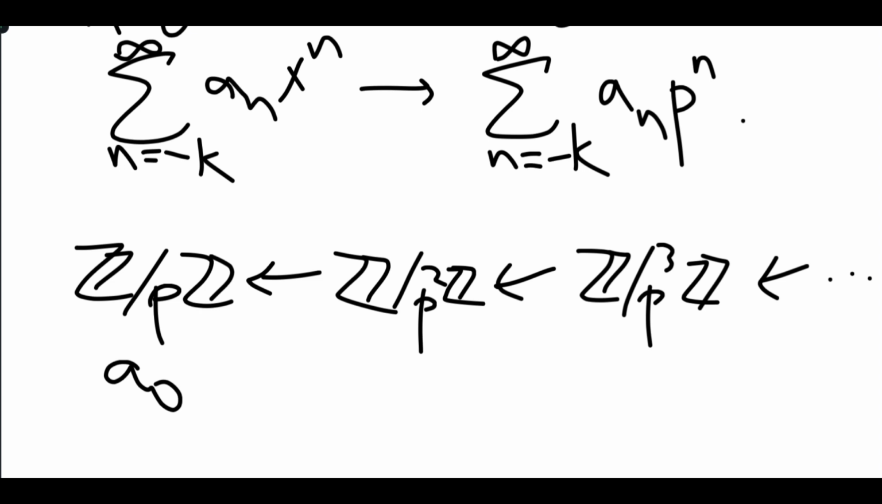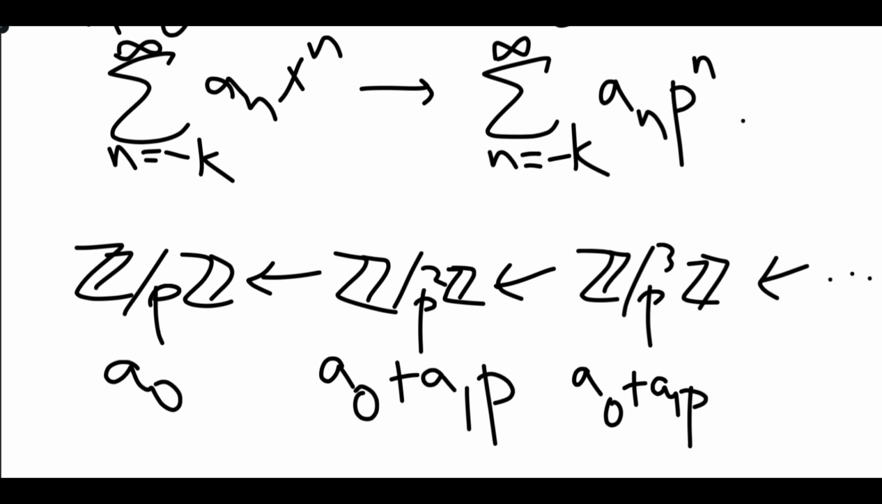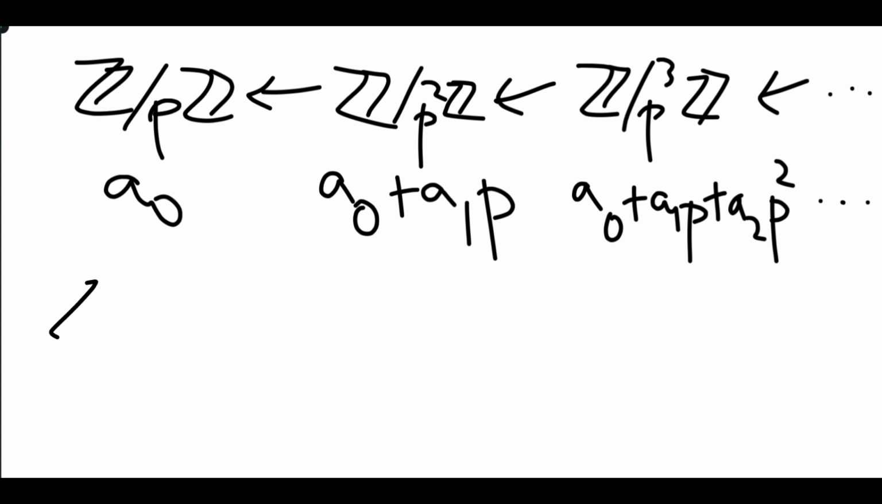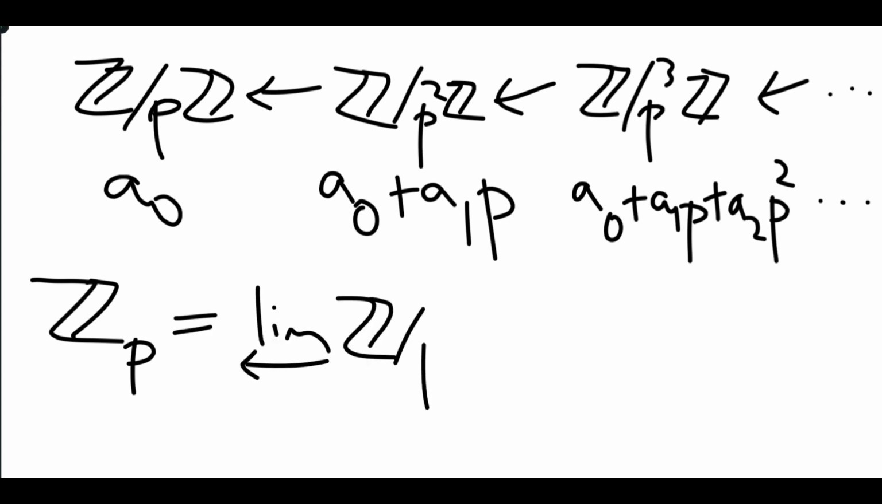Then if you have something that's congruent to a_0 mod p, in the next ring it's something like a_0 plus some multiple of p. And then in the next set you have what you had in the previous step, but plus some multiple of p squared, and so on. And then in the limit, well, the inverse limit, you get essentially this expansion that we had before. So that's what led us to define the p-adic integers as the inverse limit of Z mod p^n Z.